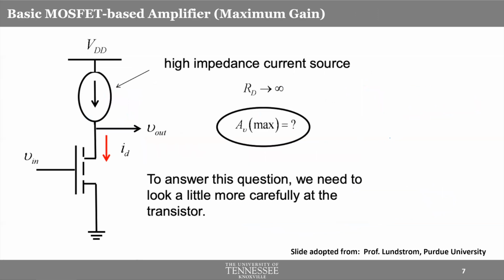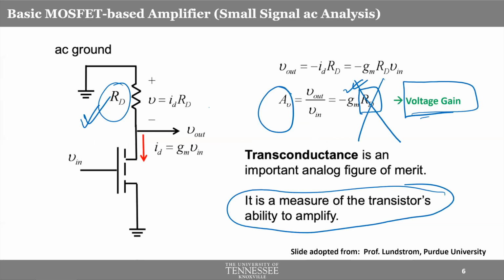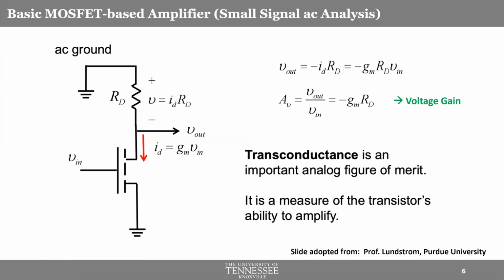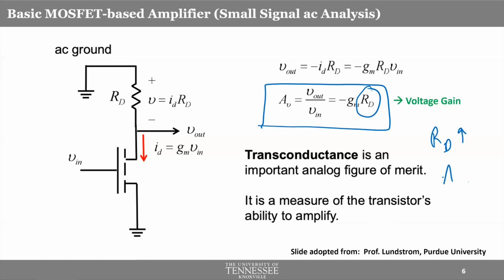Let's go to the next slide. We will try to find out the maximum gain that we can get from this circuit topology. Before going there, let me again ask you one thing. Just by looking at this expression for the voltage gain, think about whether the gain will be increased if we increase the resistor RD. Yes, right? Because this is proportional. So if we have higher RD, we should expect a higher magnitude of the voltage gain, obviously. We should expect that.